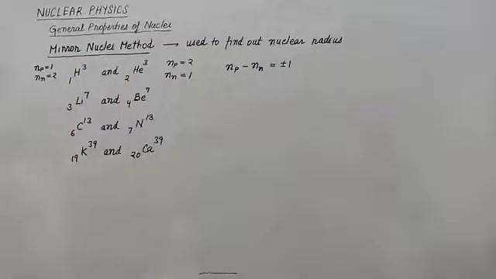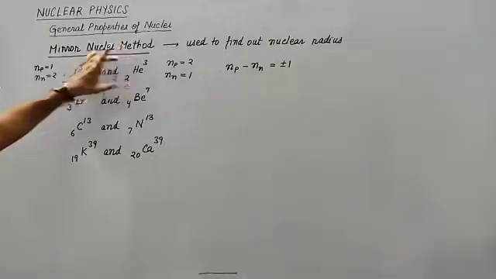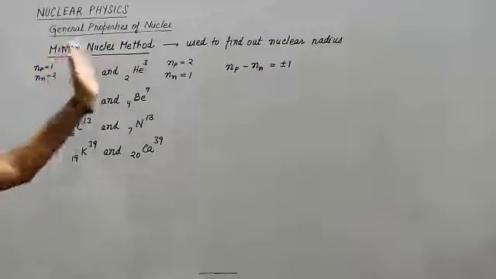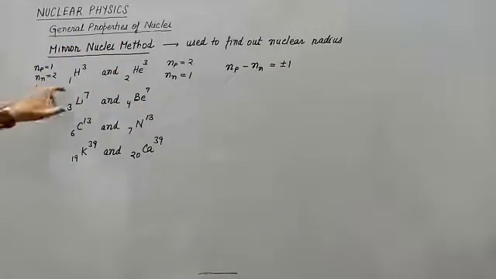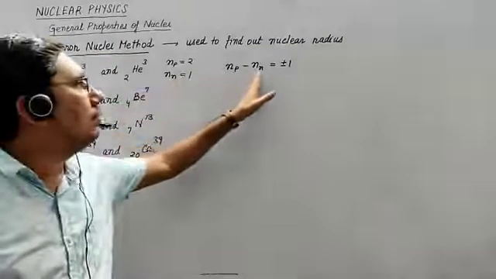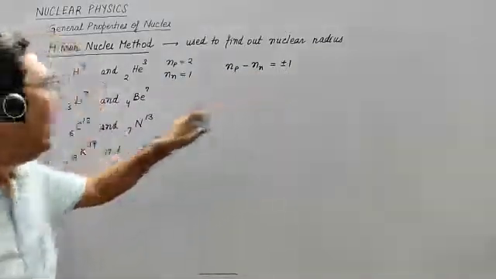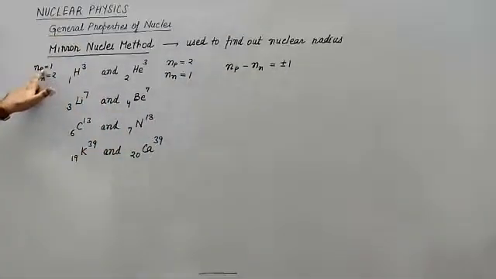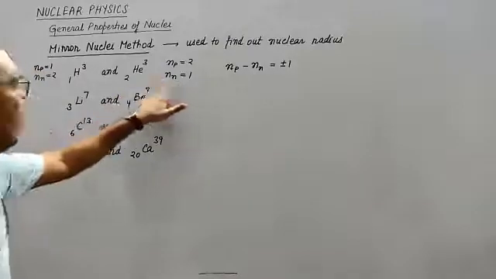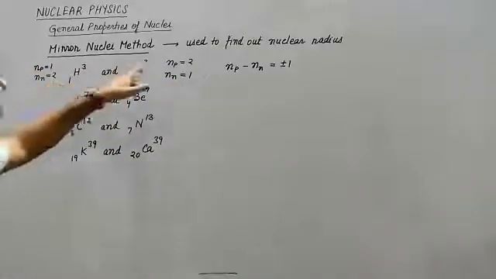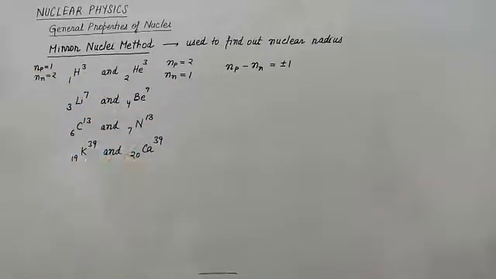So the difference between the number of protons and the number of neutrons is equal to 1 for mirror nuclei. So this is a set of mirror nuclei. Mirror nuclei are those nuclei in which the difference between the number of protons and the number of neutrons is 1, as well as the number of protons will become the number of neutrons and the number of neutrons will become the number of protons.